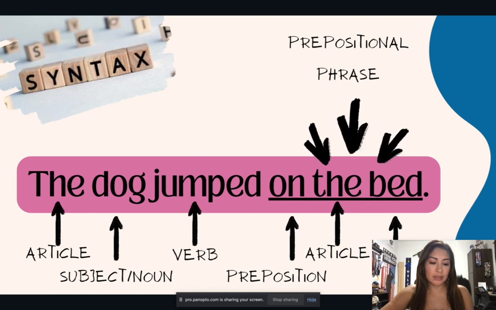The is the article, and on is a preposition. If we look closer, the phrase on the bed is a prepositional phrase, and all the words in that order form a complete sentence.